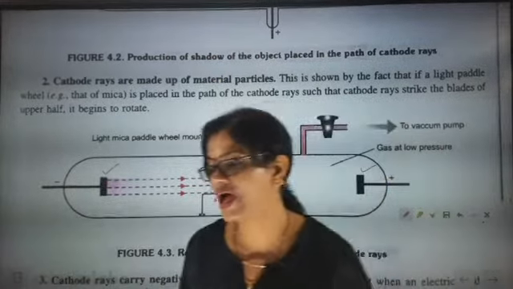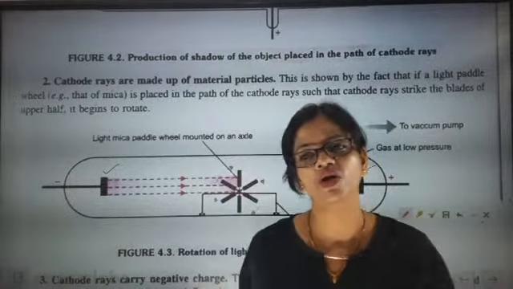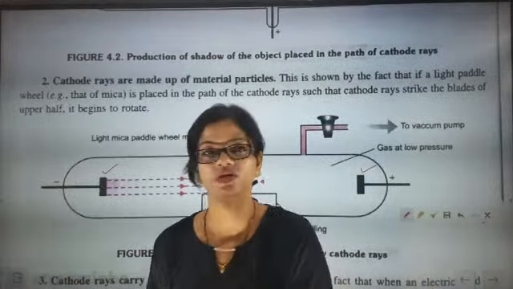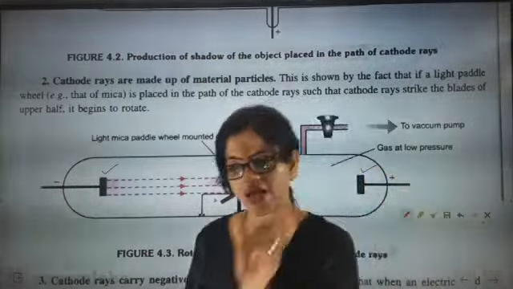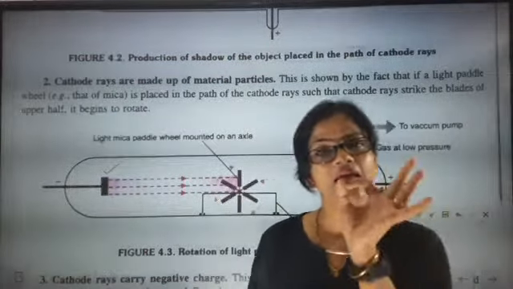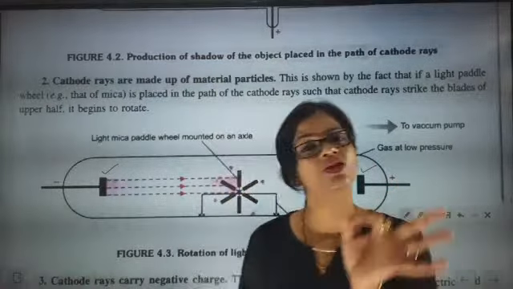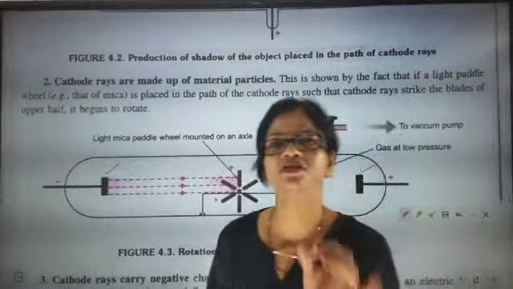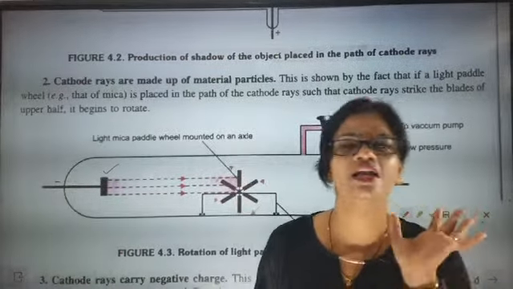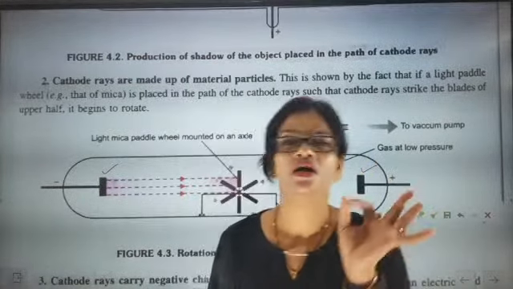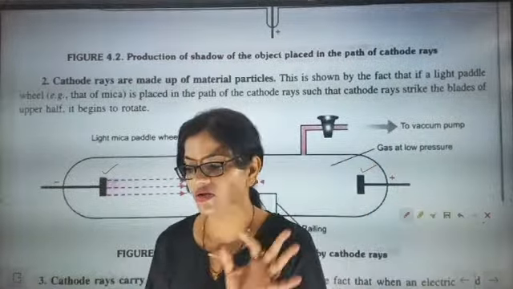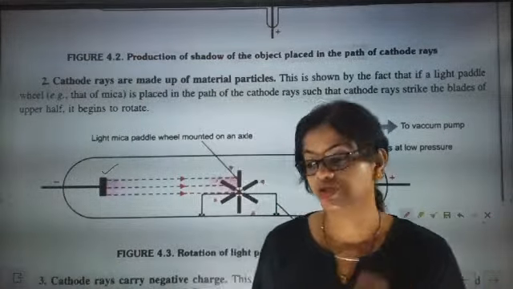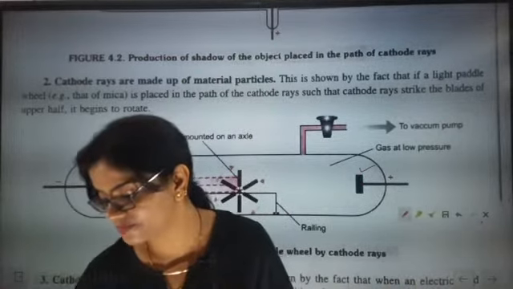If somebody asks you what is the conclusion of what you studied in yesterday's class and today's class, what is the final conclusion? The final conclusion is that every atom has a negatively charged subatomic particle, that is the electron. So we call the electron a subatomic particle. That is another important point.